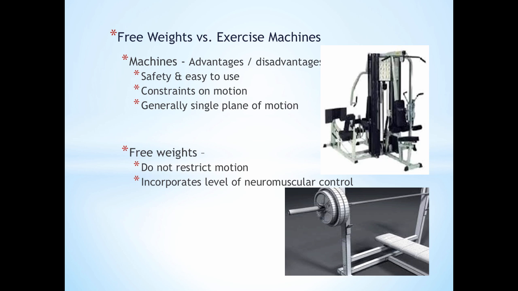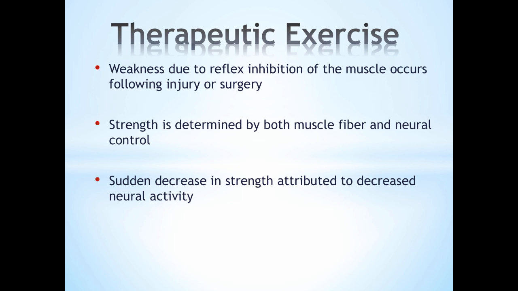We can use machines. There's advantages and disadvantages to the machines. They're safe and easy to use. They can be expensive, but it does constrain the motion. So you're working generally in a single plane of motion, so you're not getting necessarily as much co-contraction around the joint. You're not getting as much neural input to the exercise. Then you always have free weights there, and these don't restrict the motion. You do have a higher degree of neuromuscular control. The problem with these, it does have a little bit of element of risk of injury. You have to make sure you have a spotter and those type of things.